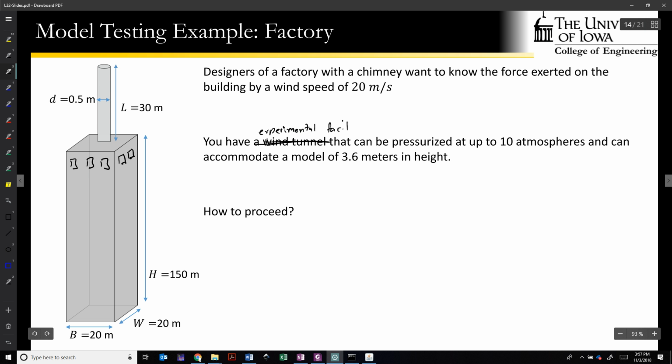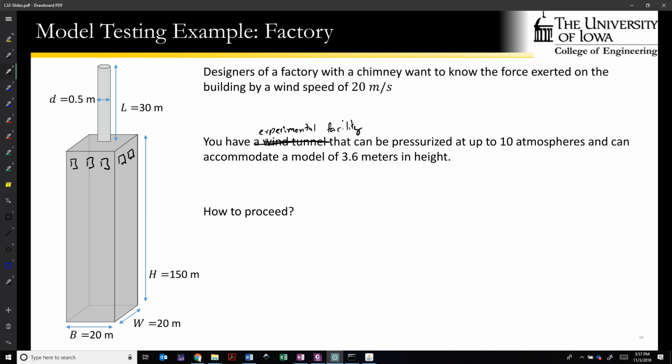We have an experimental facility that can be pressurized, if we wanted to, up to 10 atmospheres. It can accommodate different kinds of fluids, not just air, but also water and other liquids. And it's large enough to accommodate a model that's up to 3.6 meters tall.